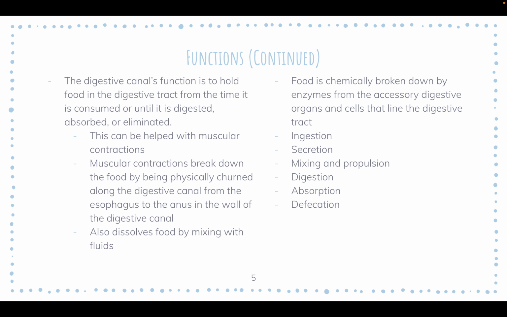The accessory organs' function is to chemically break down food using enzymes, with the help of cells that line the digestive tract. They also take part in ingestion, secretion, mixing and propulsion, digestion, absorption, and defecation.